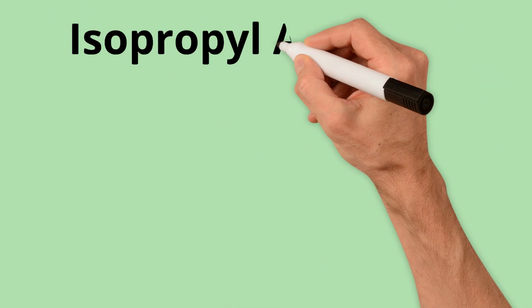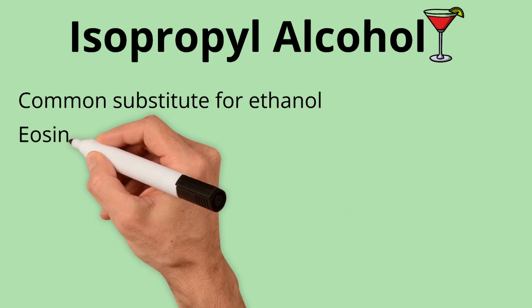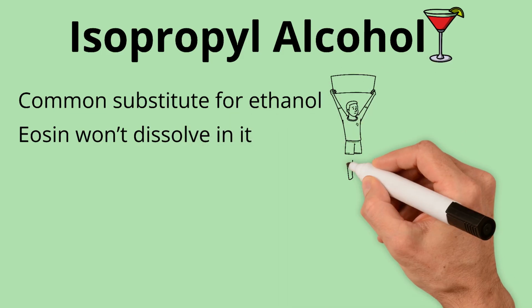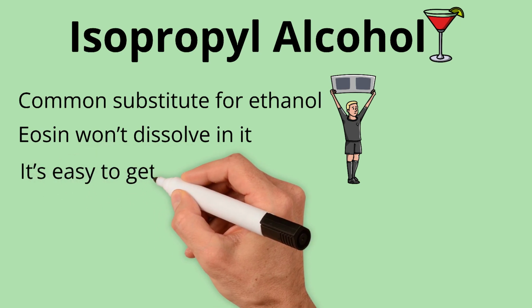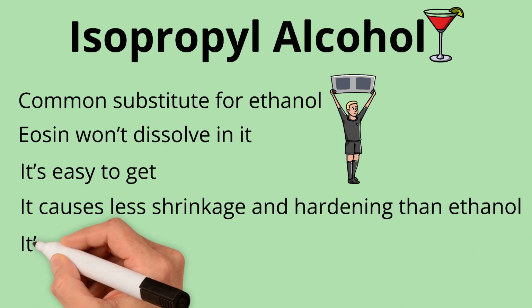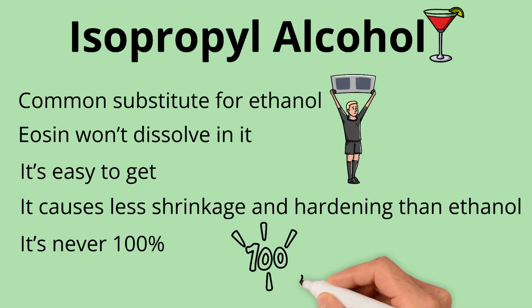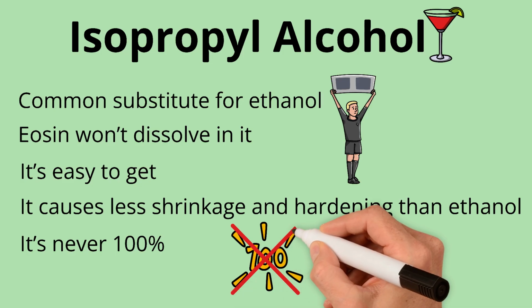Next is isopropyl alcohol or isopropanol. This one is pretty common as a substitute for ethanol when you are processing tissue in paraffin, but it does not work everywhere. Like with staining, eosin won't dissolve in it, and you can't use it with celloidin techniques. The good thing is that it's easy to get. There are no government restrictions, and it causes less shrinkage and hardening than ethanol. The downside is that it's never 100% pure. It always has 1% water, so tissues can hold on to some moisture.